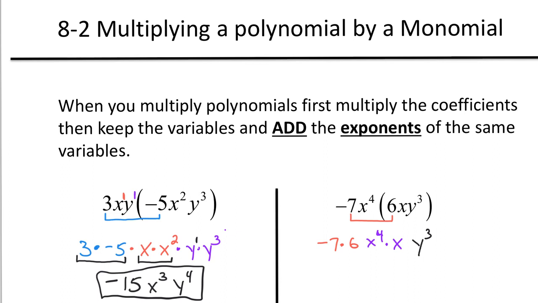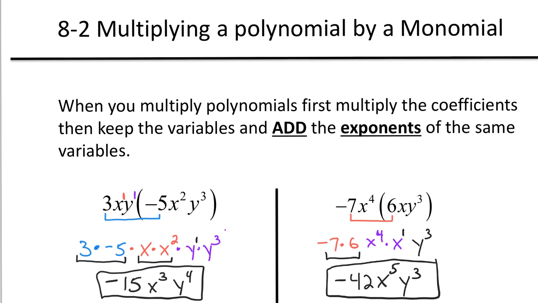3rd. So now you guys multiply the coefficients. Negative 7 times 6, that's negative 42. I'm going to multiply the x's. So I keep the base x. I add the exponents. So x to the 4 times x to the first power, 4 plus 1 is 5. So we have x to the fifth. And you keep the y to the third power because we don't have another y to add an exponent to that 3. So my answer is negative 42 x to the fifth y to the third.